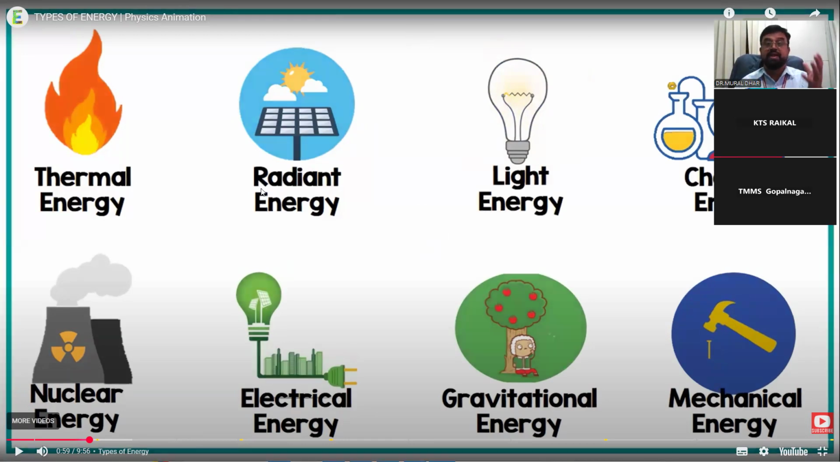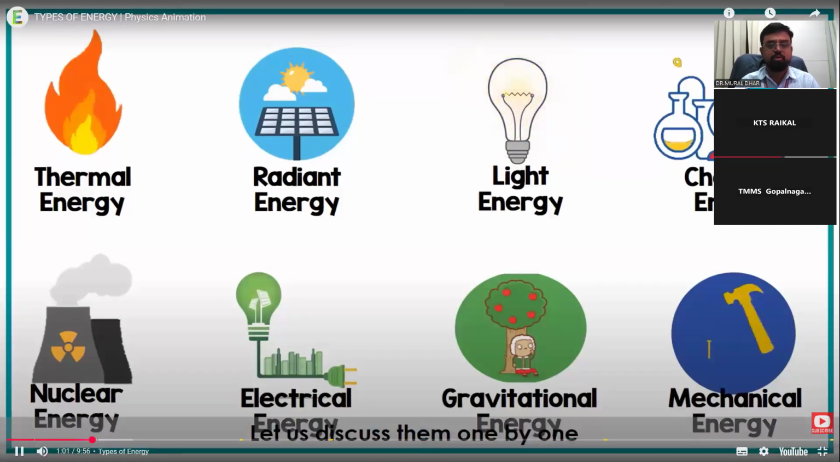Thermal energy is nothing but heat energy. Radiant energy produced by sunlight, solar. Light energy you are seeing. Chemical energy. Nuclear energy, where the nuclear bombs and everything are prepared. Electrical energy. Gravitational energy. Energy of the earth. Of course, mechanical energy. All these are the various types of energies which we use in our day-to-day life.